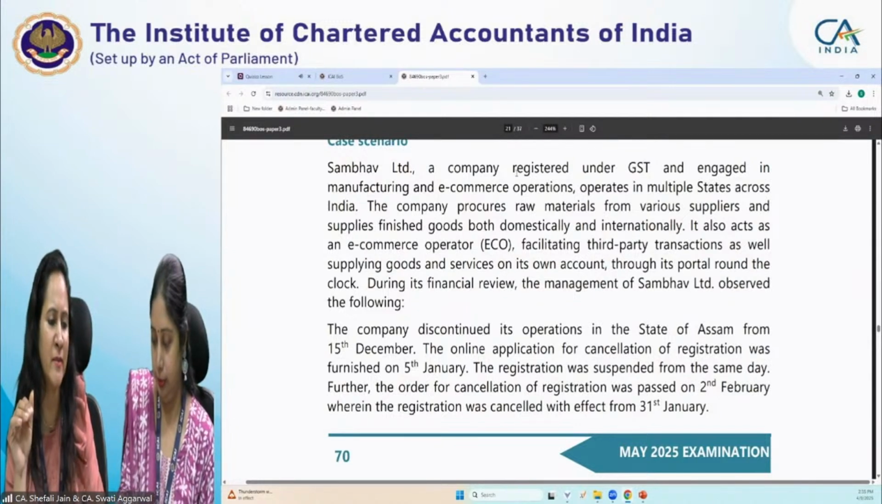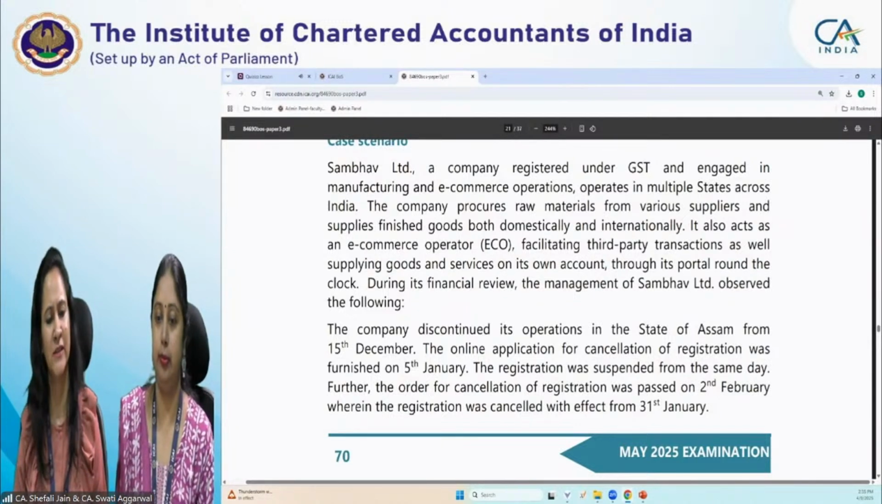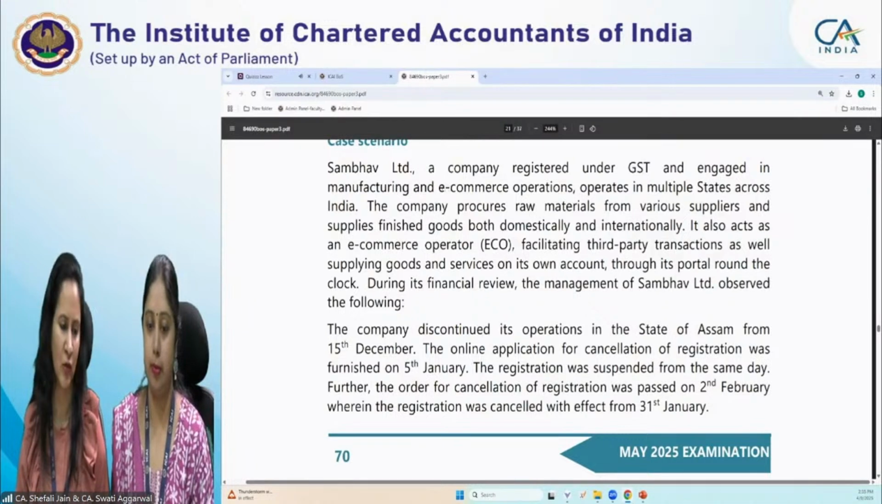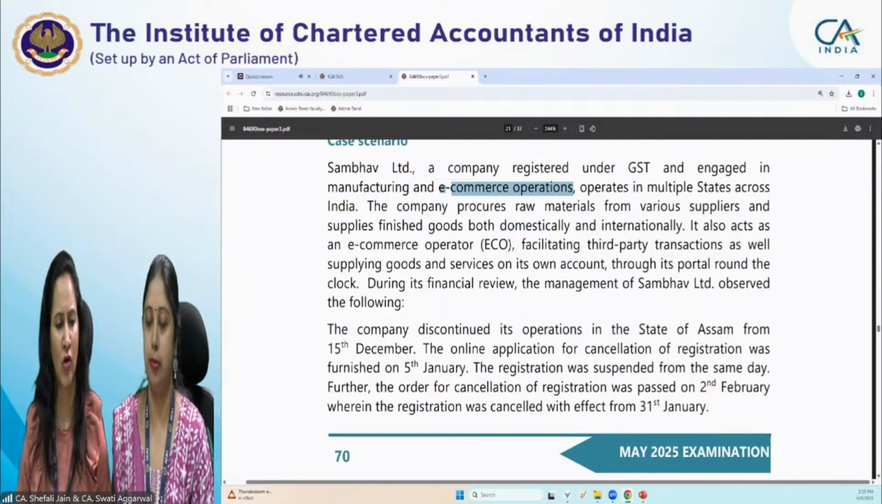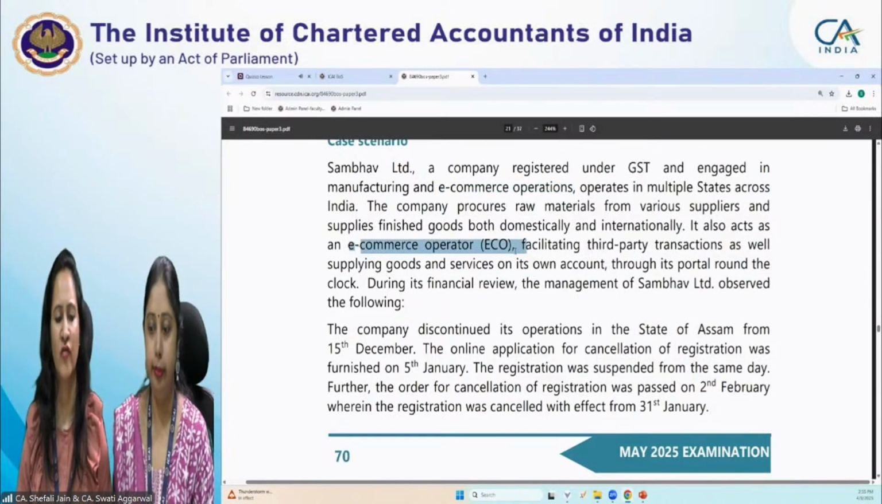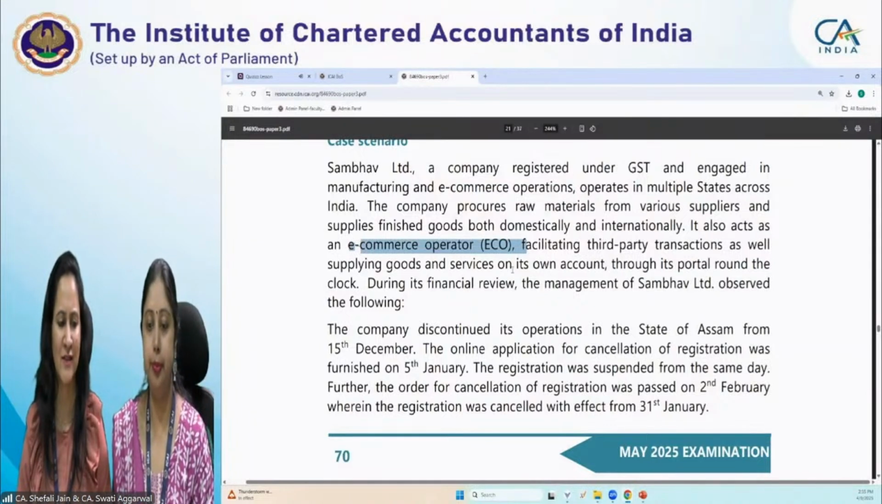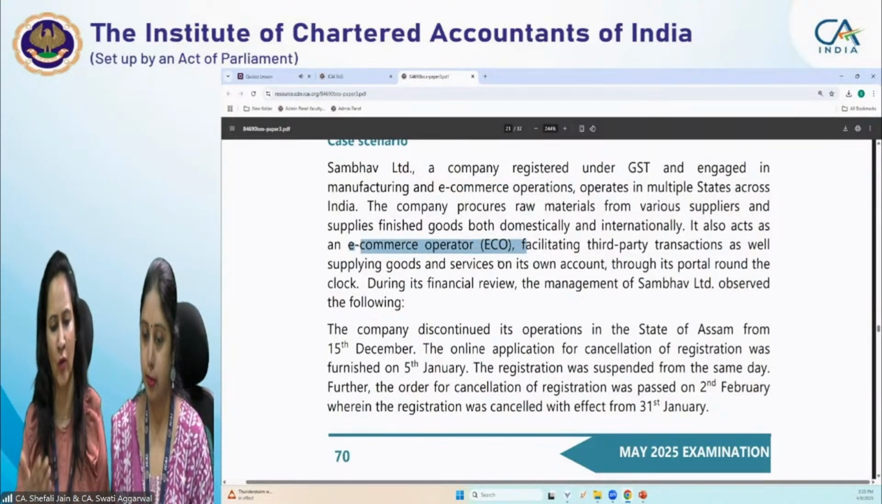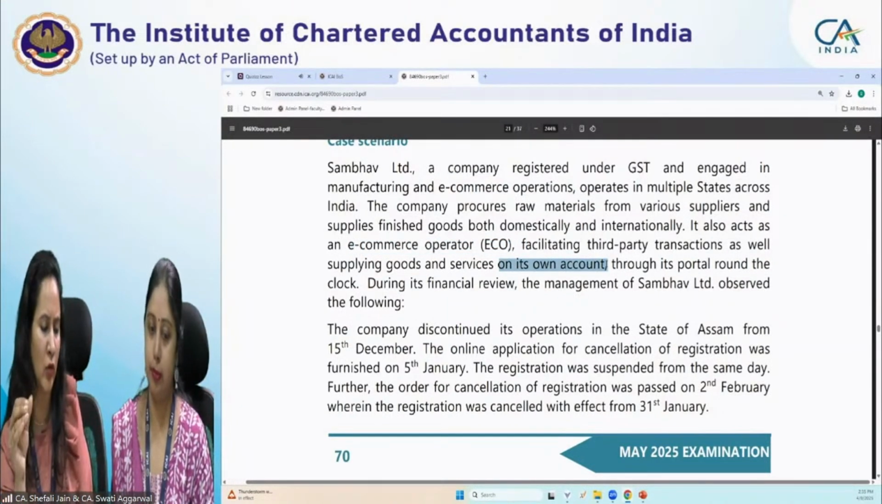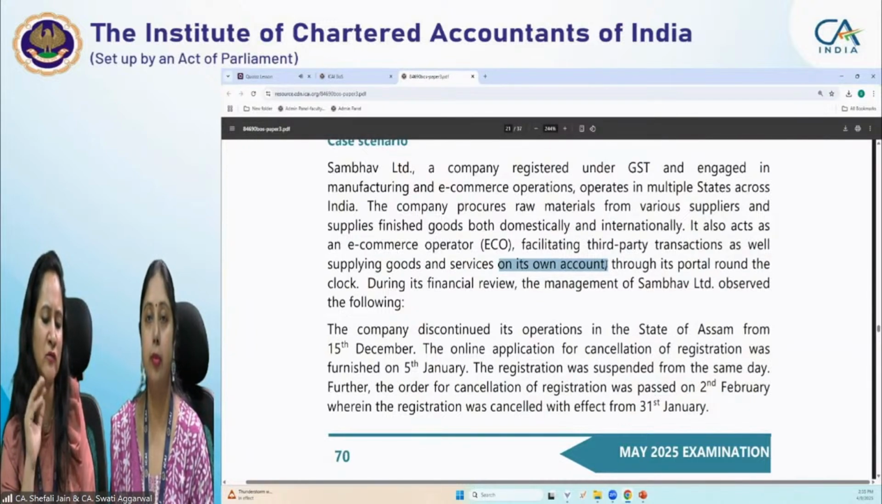And engaged in manufacturing and e-commerce operations, operates in multiple states across India. Company procures raw materials from various suppliers and supplies finished goods both domestically and internationally. It also acts as an e-commerce operator, facilitating third-party transactions as well as supplying goods and services on its own account through its portal round the clock. During its financial review, the management of Sambhav Limited observed the following. Some information is given from the perspective of management of Sambhav Limited.